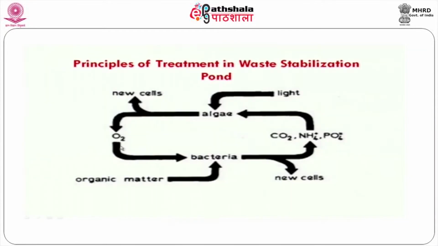With the help of oxygen, bacteria can use oxygen as a terminal electron acceptor for the microbial stabilization process. So, that can be illustrated with the help of this diagram. From this diagram, during daytime, with the help of light energy, algae can produce their own food material with the help of inorganic plant nutrients. These nutrients are released by bacteria during biological metabolism.